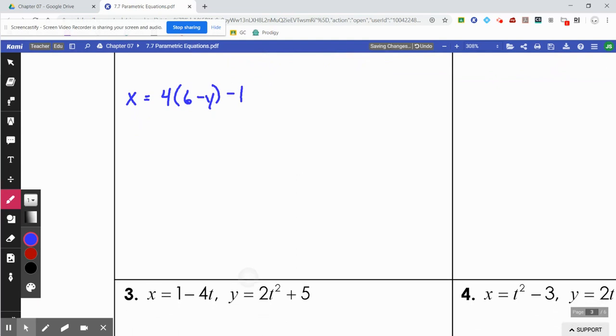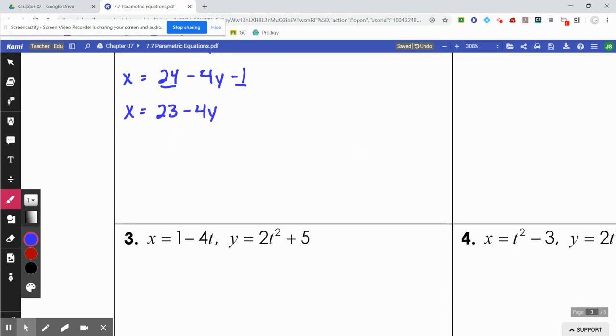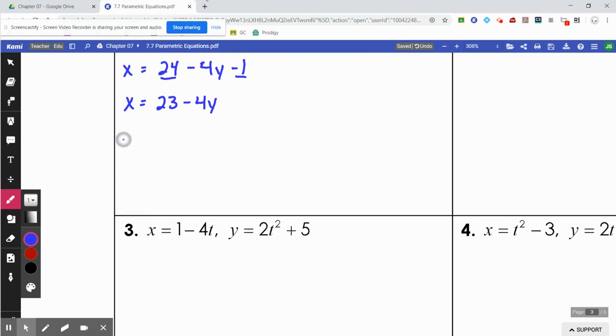Let's now clean it up. So you have x equals 24 minus 4y minus 1. We can combine some like terms here. Gives me x equals 23 minus 4y. And now it's simply just solving it for y. You've eliminated your t, and now let's get y by itself. Move the 23 over. Gives you x minus 23 equals negative 4y. Then you can divide by negative 4. And it gives you y is equal to, you can leave it like this if you would like to, x minus 23 over negative 4.